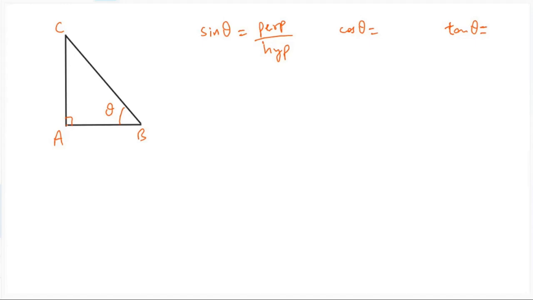Sine theta kya hota hai? Perpendicular over hypotenuse. Okay. What about cos theta? Cos theta is base divided by the hypotenuse, and tan theta is perpendicular divided by the base. Okay. But now, what is this all about? What is perpendicular? What is base? What is the hypotenuse? So remember, if we have a right angle triangle, we're talking about a right angle triangle.